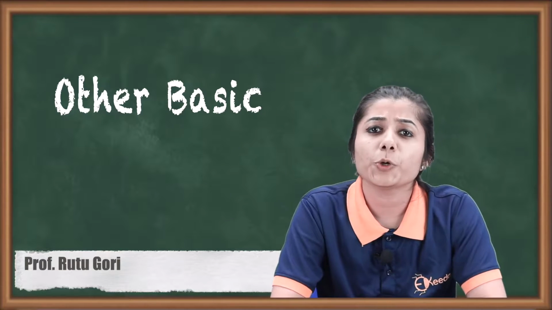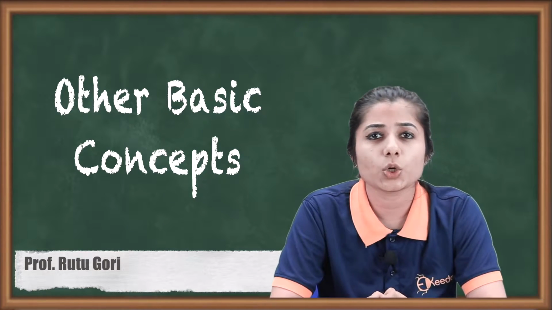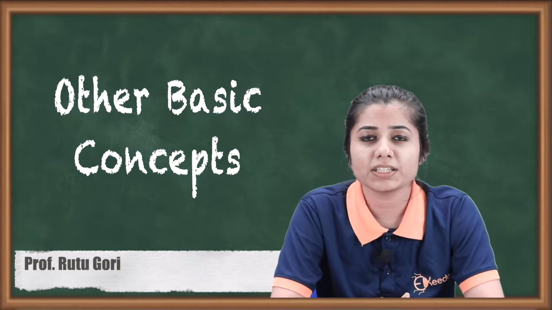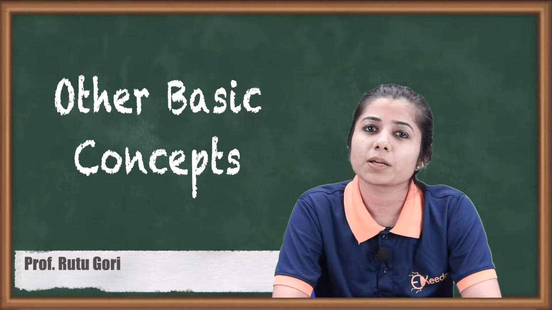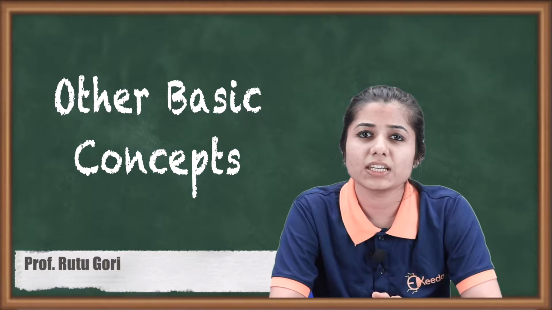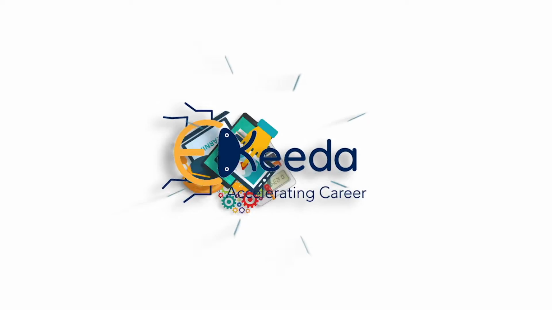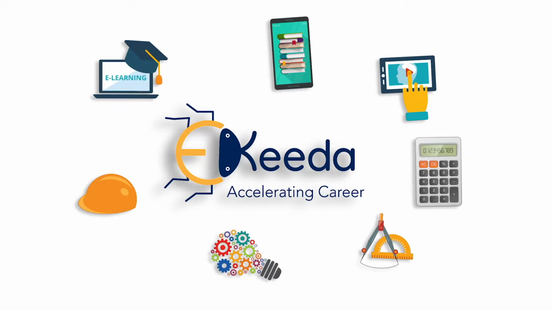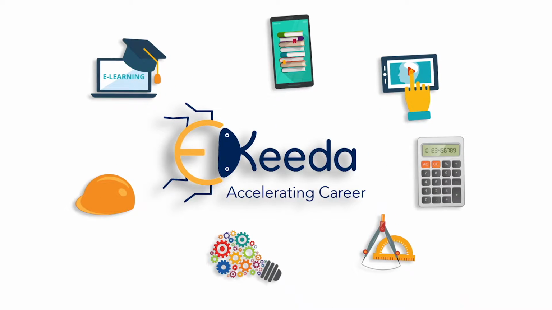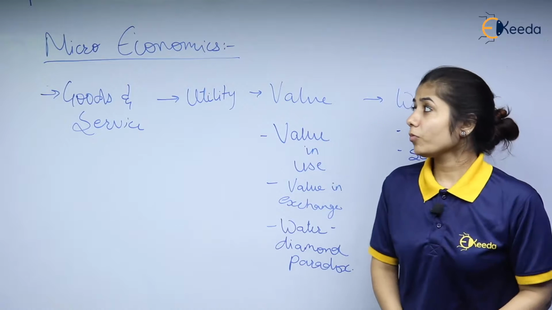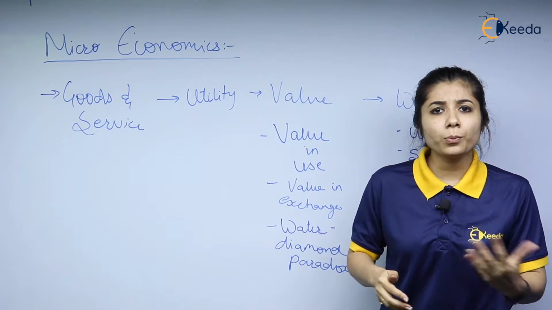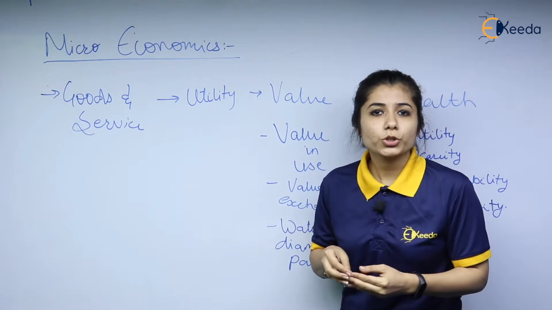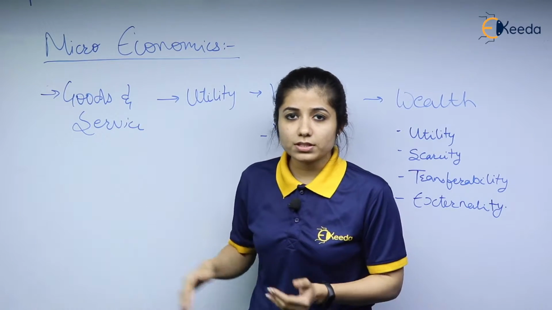In this module, we are going to understand other basic concepts that are important in understanding microeconomics other than wants. We are going to understand about goods and services, utility, and all these factors. Microeconomics has a lot of different concepts apart from wants. The next concept we are going to talk about is goods and services.